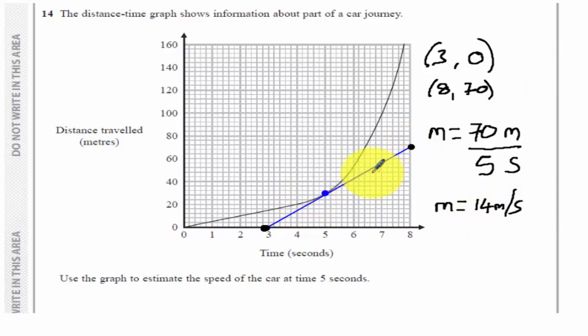For drawing the tangent, you would get 1 mark, second mark for getting to the right sum, and the third mark for doing it correctly.